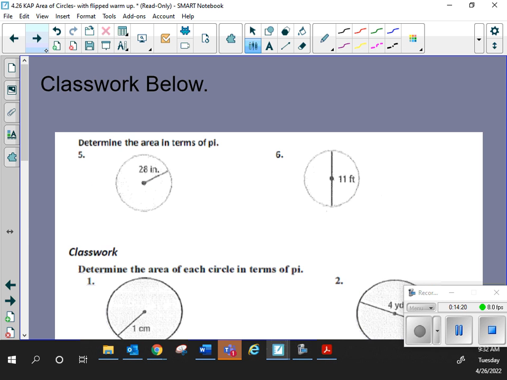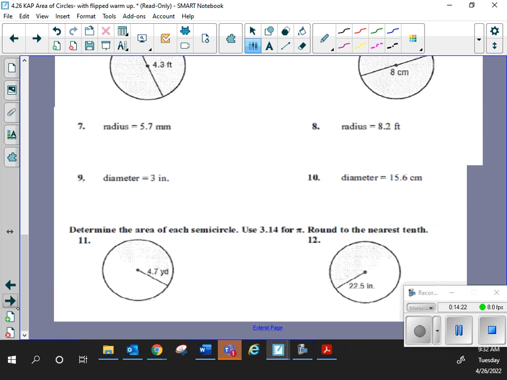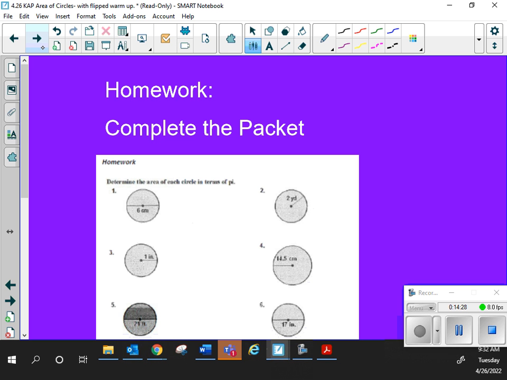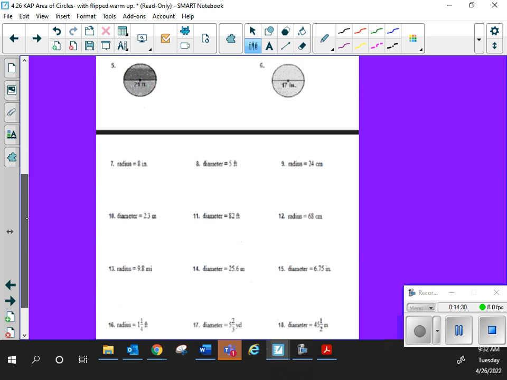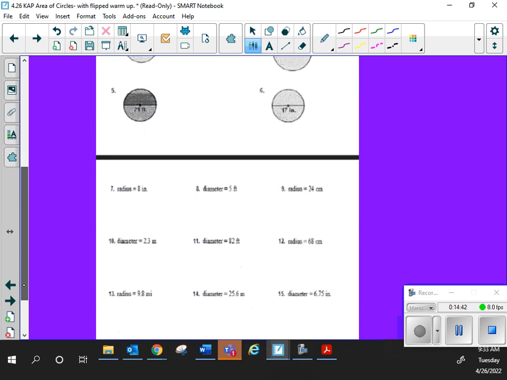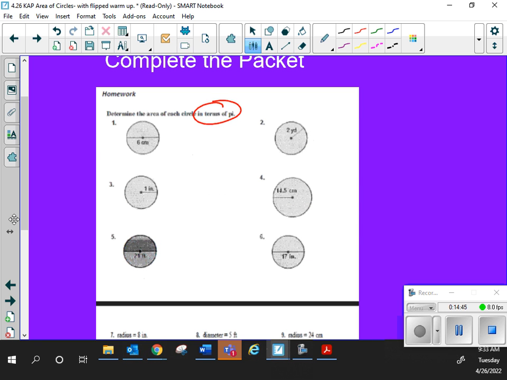Okay? What's going to happen is you're going to work on the classwork. We'll check it. Oh, there's a Quizlet Live. Maybe we'll get to that. That's linked, and then that homework is going to be the back pages. Honestly, for my class, I'm just going to assign half of it. I'm going to let y'all choose, it's going to be the evens or the odds because that's a lot. Actually, no. Never mind. This is in terms of pi. Y'all can do it. Okay.